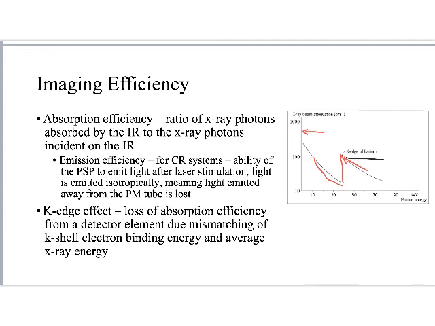So this is a loss of absorption efficiency from the detector element due to a mismatching of the K-shell electron binding energy with the average X-ray energy. Right? I'll say that one more time. The K-edge effect, where it affects imaging efficiency in the image receptor, is that it's a loss of absorption efficiency, and we see that right here. All of this in this little trough is a loss in absorption efficiency due to a mismatch between the average energy of the X-ray beam and this K-edge of, in this instance, barium.